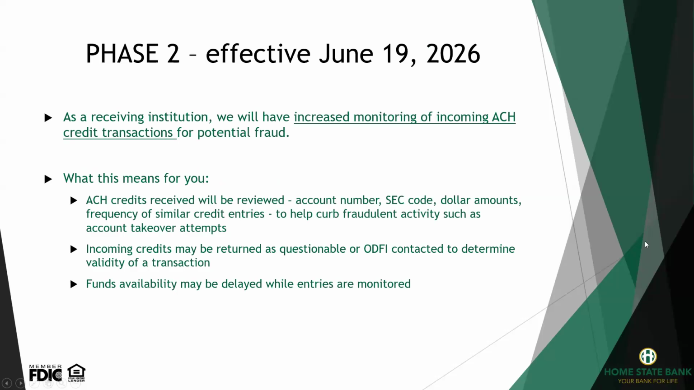So phase two occurs on June 19th. Got a little bit of time, but it's coming right up. So this is as a receiving institution. So for us receiving incoming credits to our customers' accounts, we will have increased monitoring of incoming ACH credits. Though this requirement is meant for the bank to have increased monitoring, it could ultimately impact you as an originator. So say you have a payroll file that you're sending to another bank, and before they've always posted it.